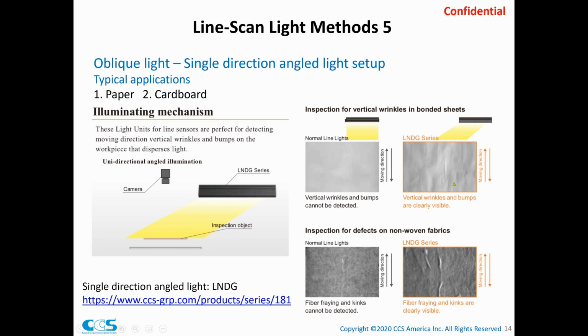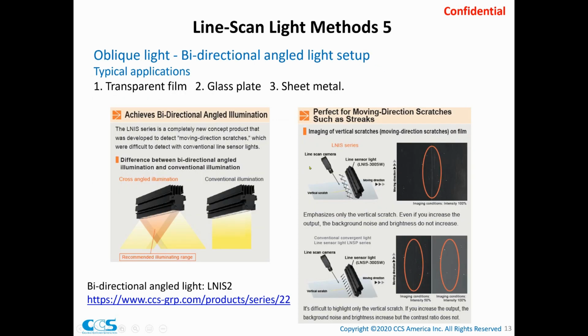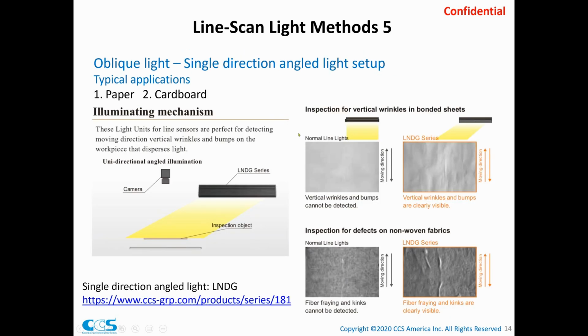So here I have two samples. The upper one is some paper. The lower one is fabric. If we use the traditional light source, because the light comes straight, even if there are some stripes, they won't show up. And we also cannot use the bidirectional light here because we have light from the left and also from the right. So these two lights will overlap each other and remove the defect.